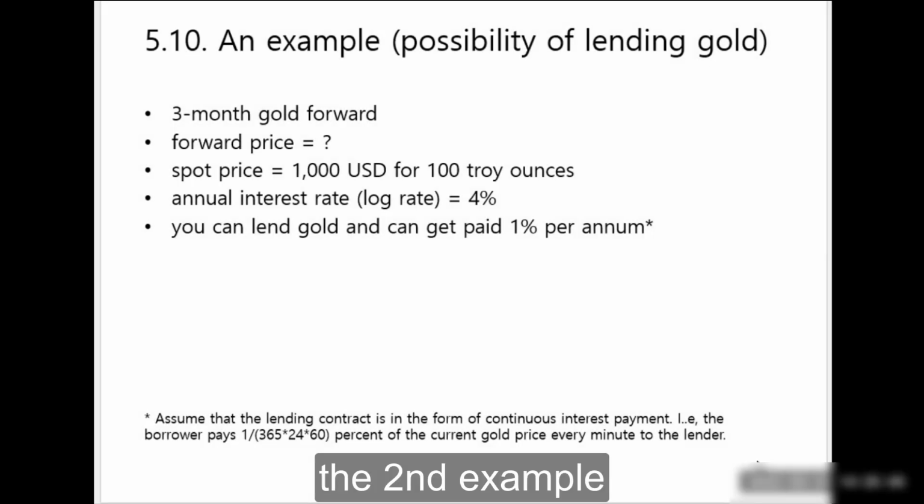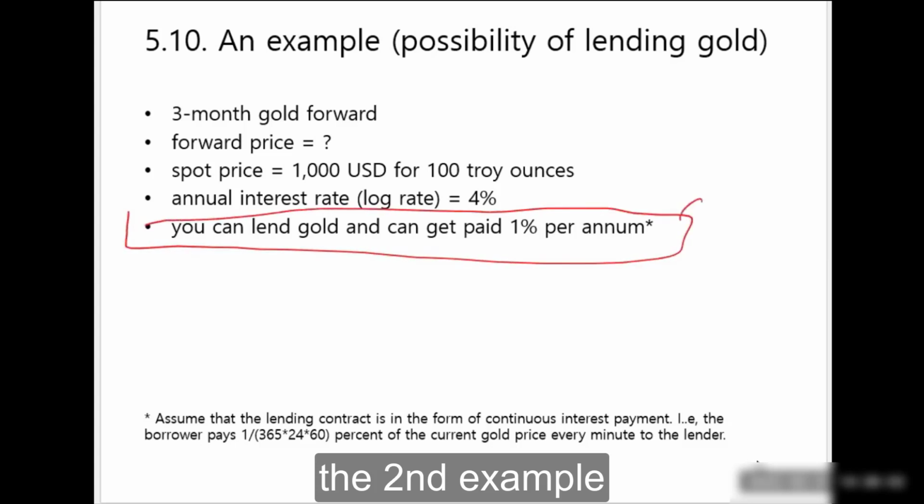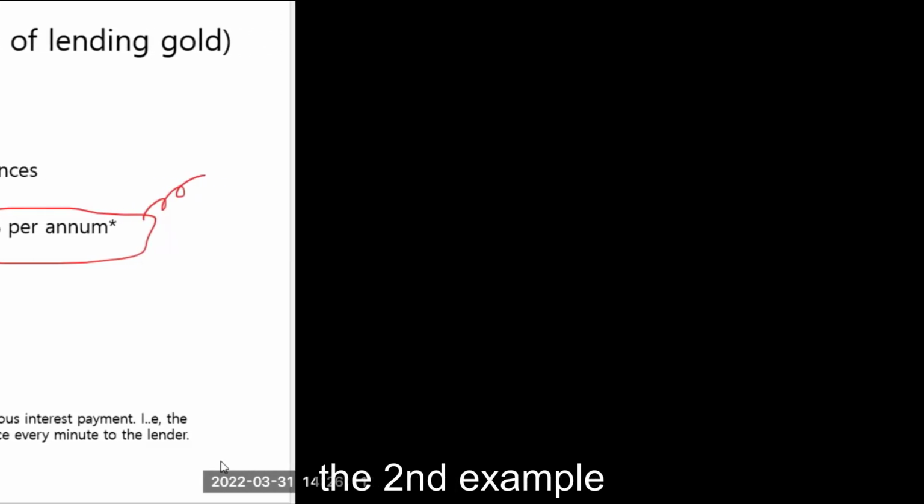Again, we are thinking of a 3-month gold forward contract, and the spot price is, as before, $1,000. The annualized log interest rate is again 4%. And let's say, for now, let's ignore this thing. Then what should be the forward price again? Can you write down the formula here yourself without looking at the next slides?